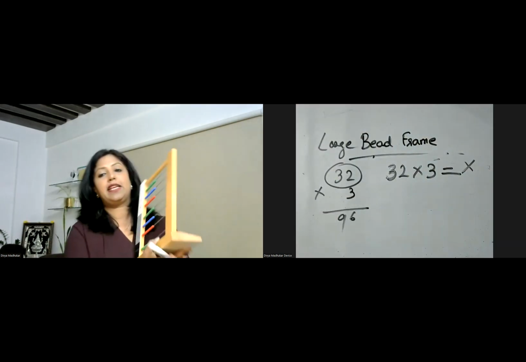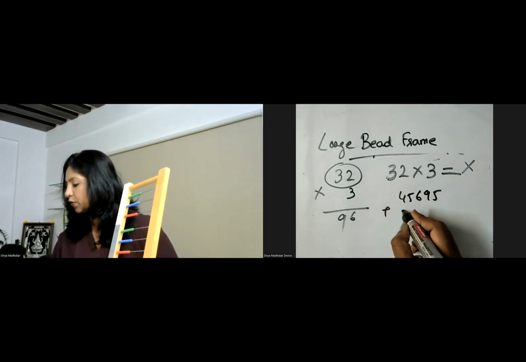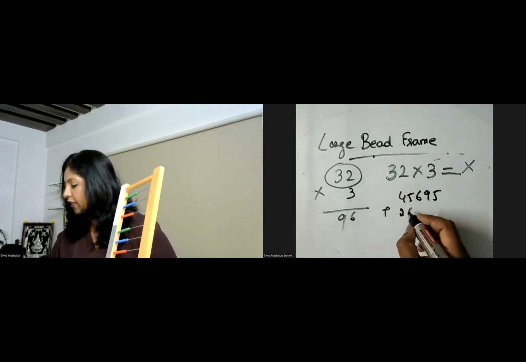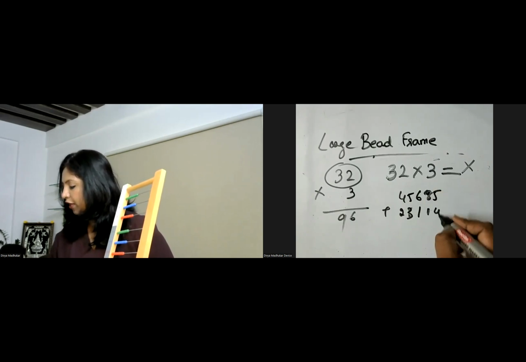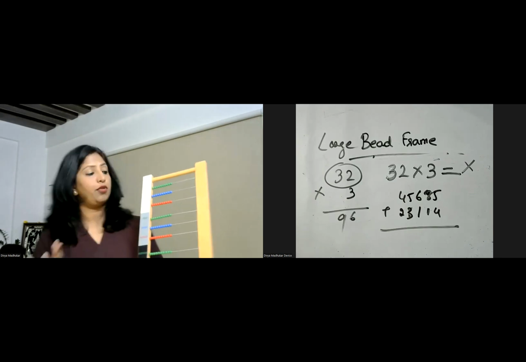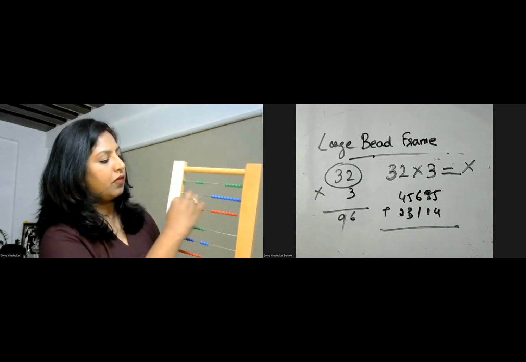Okay, so you can perform larger bead frames like, say, 45,695 plus 25,000 or 23,114. If you want to perform this, you can definitely do it. Okay, so it's like move everything here.